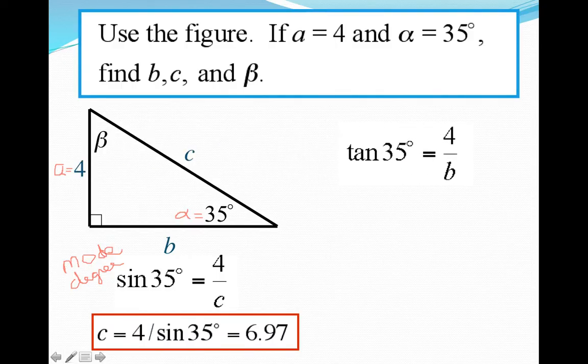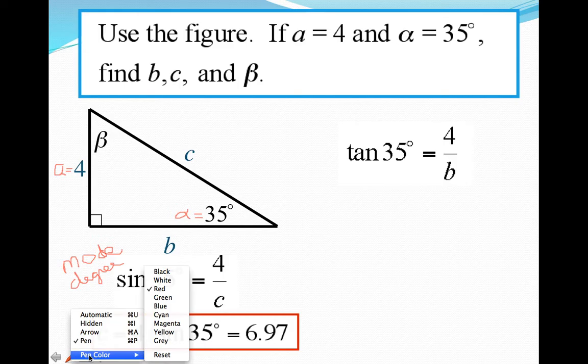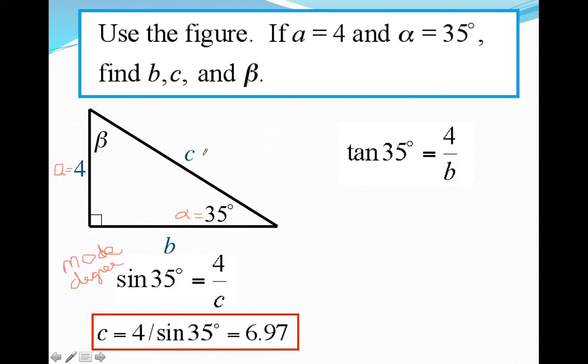Now that I know side C, I'm going to change my pen color real quickly. Let's make it blue. And I know now that C is about, and we're going to use approximate signs, about 6.97. And we are going to now find out what side B is. So side B, we're going to use the tangent because we need B.